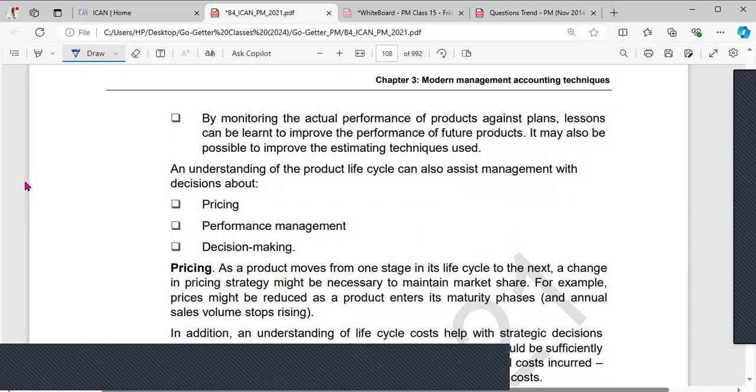By monitoring the actual performance of a product against plans, lessons can be learned to improve the performance of future products. So when you are looking at the performance of, let's say, iPhone 12, you monitor the performance of it as against what you planned. You have a plan for it, and you monitor the actual performance against the plan. You're now learning a lesson that, oh, I need to improve my product.